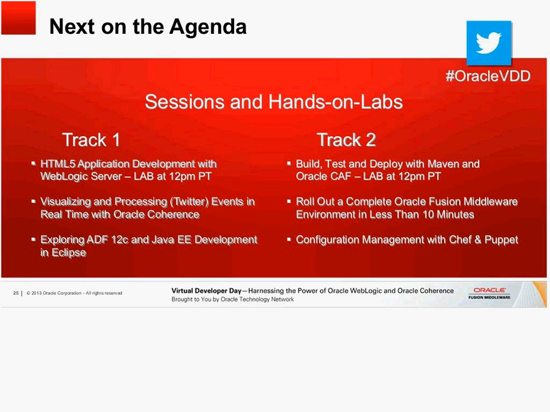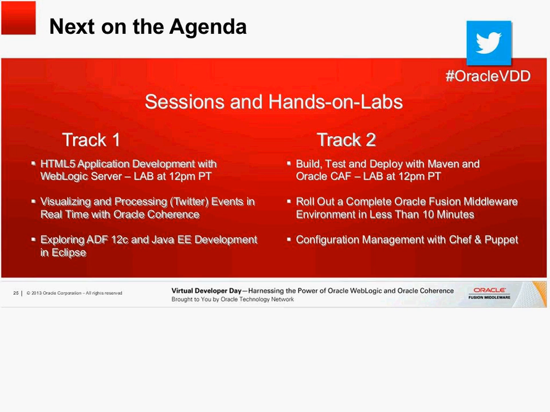Here are the tracks, just to summarize what's on the agenda coming up. Of course, in track 1, we have hands-on. We have the HTML5 application development lab at 12 noon. We have visualizing and processing Twitter events in real time with Oracle Coherence. This is a very cool session the Coherence team has developed. We have some work with ADF 12c. Some really great stuff has come out in ADF 12c, particularly around mobility and also Java EE developments. We can do that all in Eclipse now.